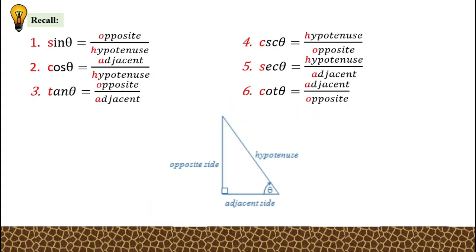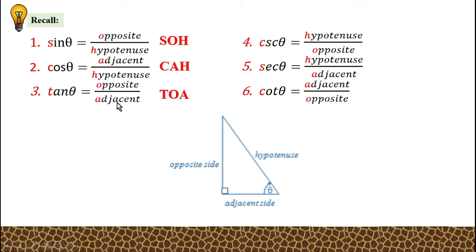The six definitions can be remembered easily using the acronym SOHCAHTOA. S for sine theta, O for opposite, and H for hypotenuse. C, cosine theta, A for adjacent, H for hypotenuse. Your TOA: T for tangent theta, O for opposite, and A for adjacent.